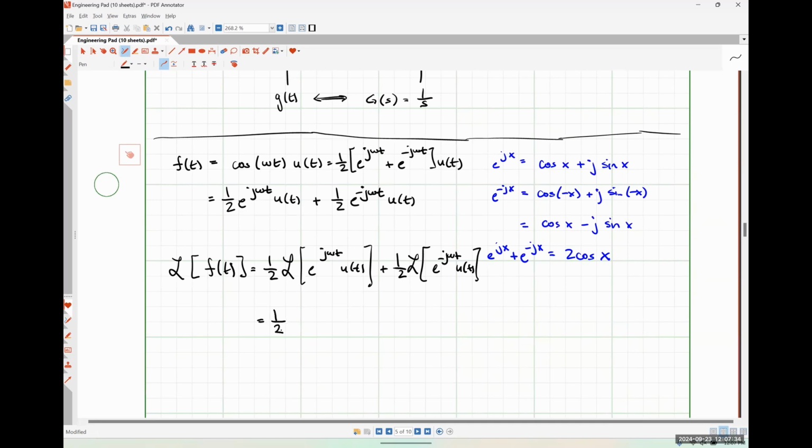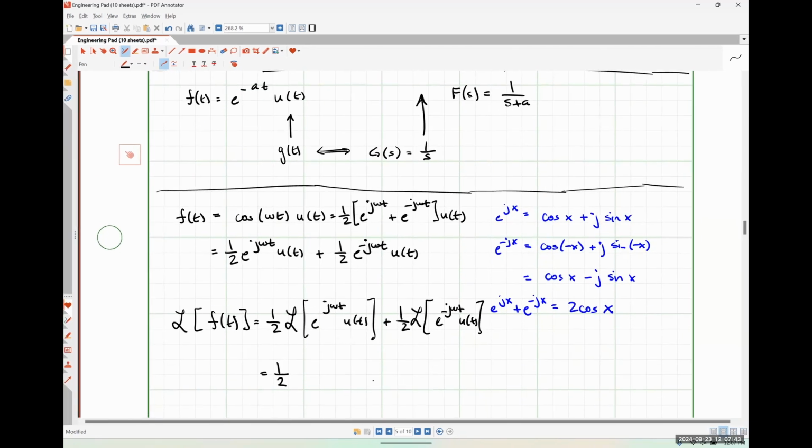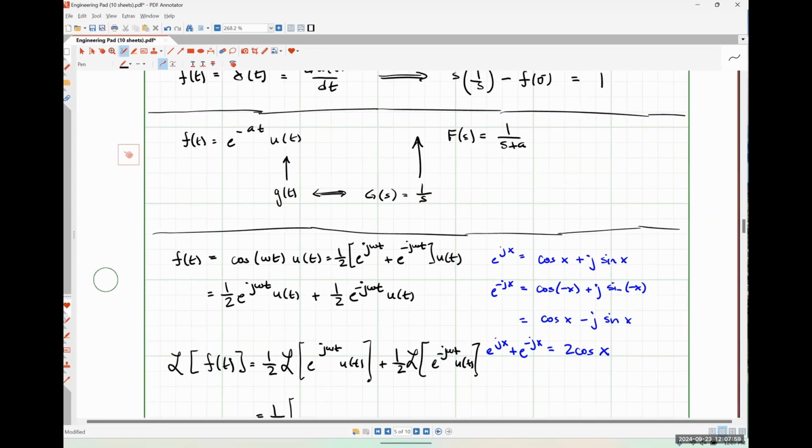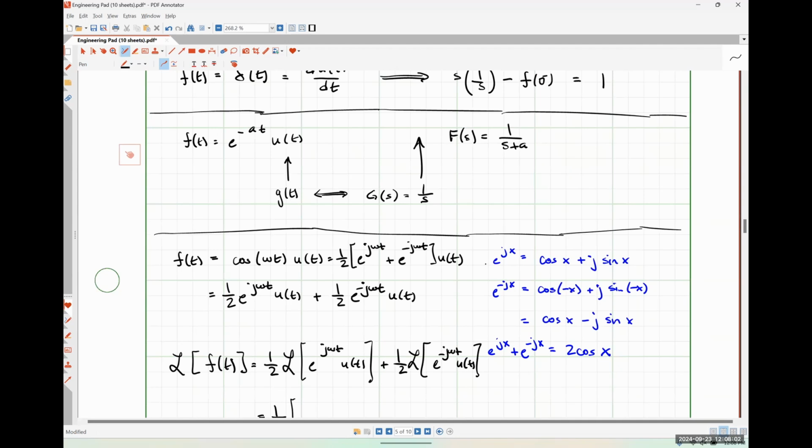So what's the Laplace transform of e to the j omega t u of t? One over s plus a, in this case a is just j omega, right? Oh, okay. To be clear, I heard somebody say, hey, I thought it was negative. So you are correct, right?